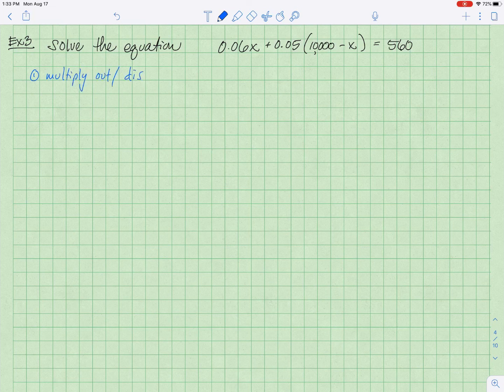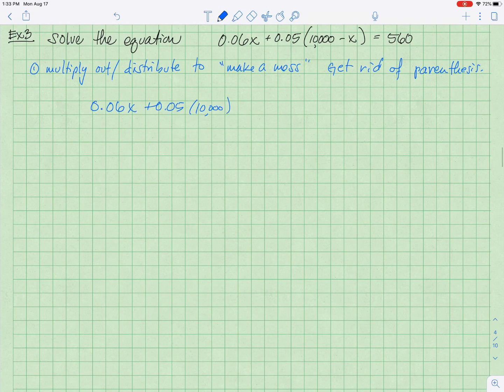multiply out or distribute to make a mess. That is to say, get rid of the parentheses. Okay, so we're going to have 0.06x plus 0.05 times 10,000 minus 0.05 times x is equal to 560. So all I did there was I distributed the 0.05.